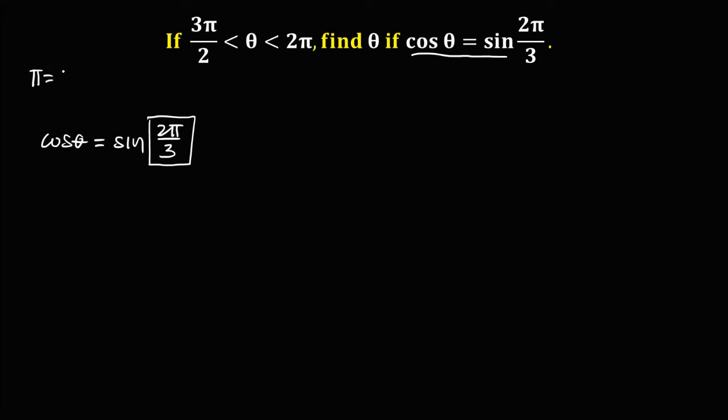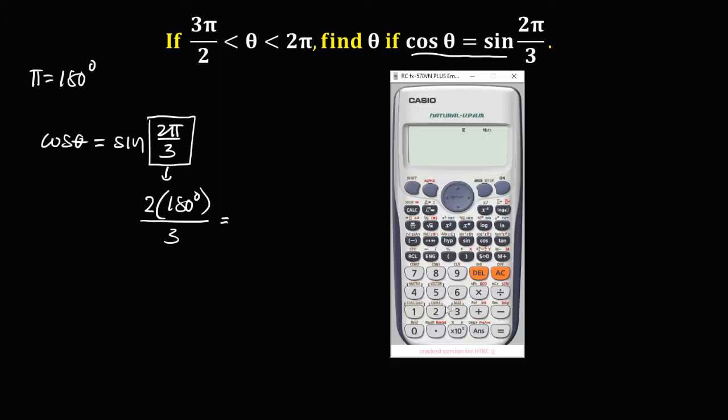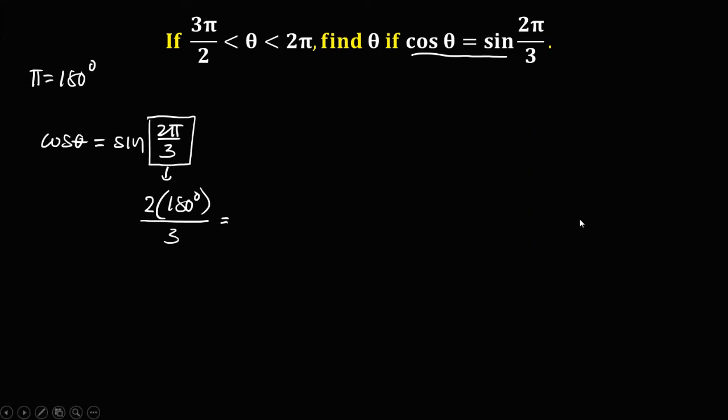Since π is equal to 180 degrees, this 2π/3 becomes 2 times 180 degrees over 3. So the angle in degrees is 2 times 180, then divide by 3, that's 120 degrees. So 2π/3 is equal to 120 degrees. Then we can rewrite this equation as cos θ equals sine, using this angle in degrees.